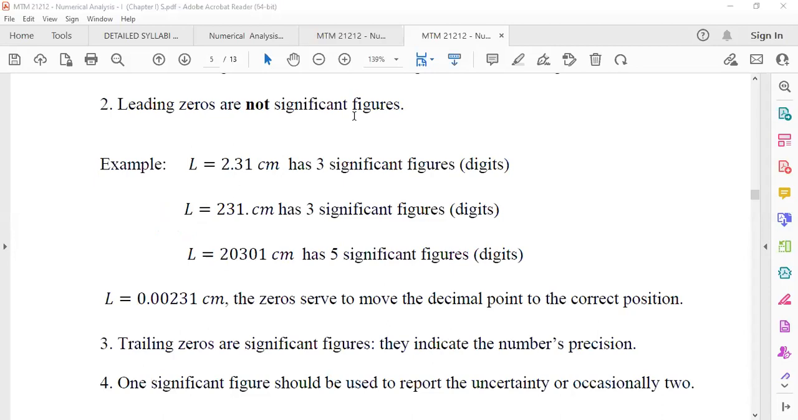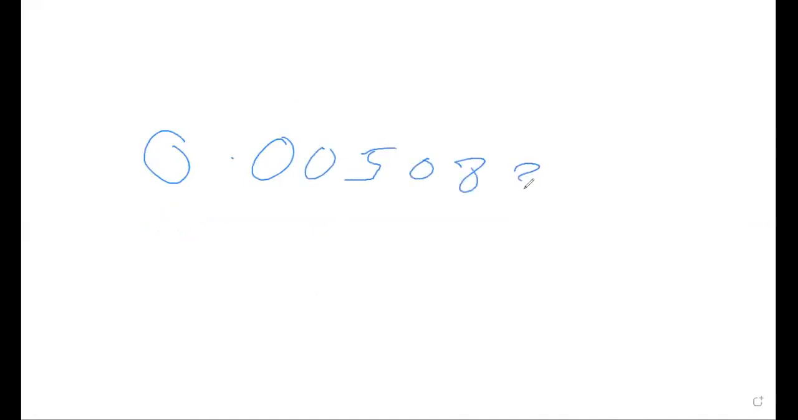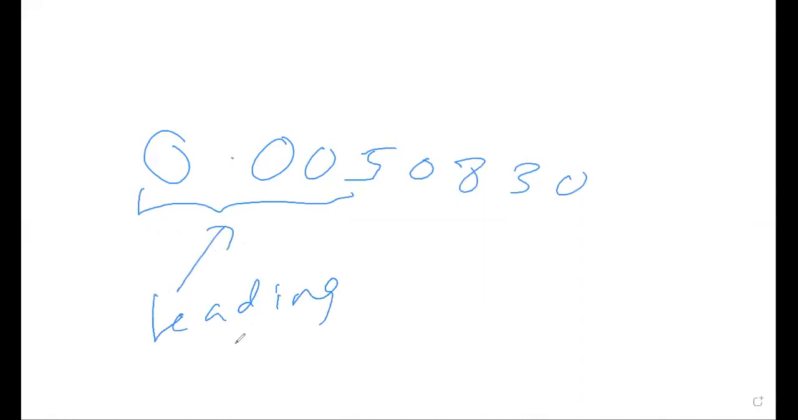So let me do that again. Zero point zero zero 0.050,830. So this is one of the numbers. We want to find the significant figures. So this is what they call a leading zero. Leading means the first ones. This one is the leading zero. These are okay, and this is also okay. This is what we call a trailing number.